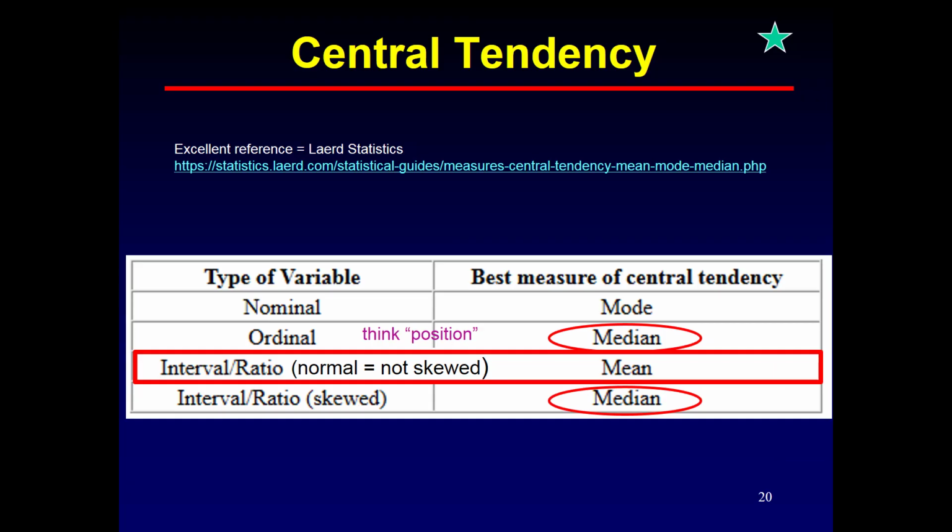Hello, I'd like to walk you through some of the ways that we describe data. That is, we have a distribution of scores out there and we want to know where the scores center around. Those are measures of central tendency, i.e. the mean, the median, and the mode.